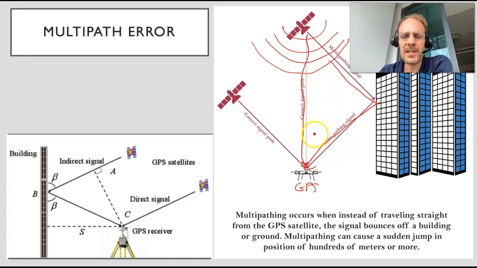And so that multipathing causes some problems. The GPS signal doesn't travel straight, it travels down, bounces off, and comes in on us. And so that can really cause it to jump. And if you've ever used a GPS system, maybe when you're in Phnom Penh and you're driving between the tall buildings in Phnom Penh, it will jump streets. It'll change the streets you're on as you're driving because of that multipathing.